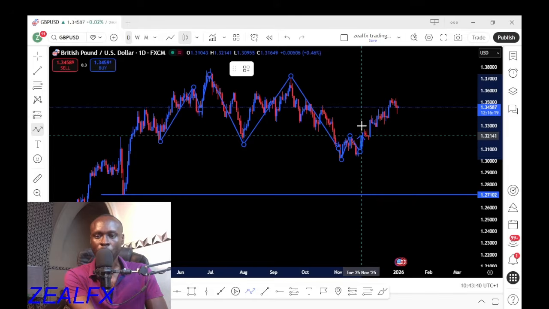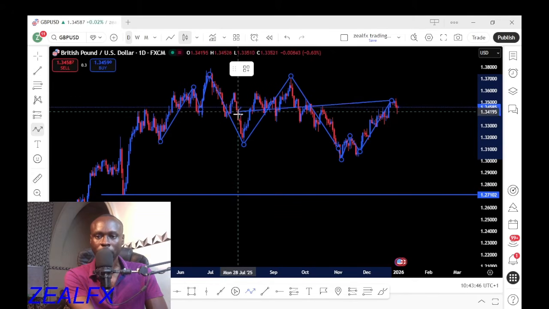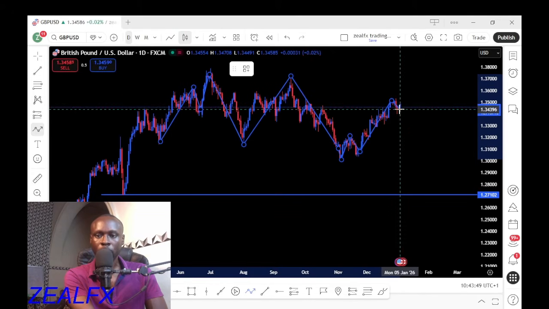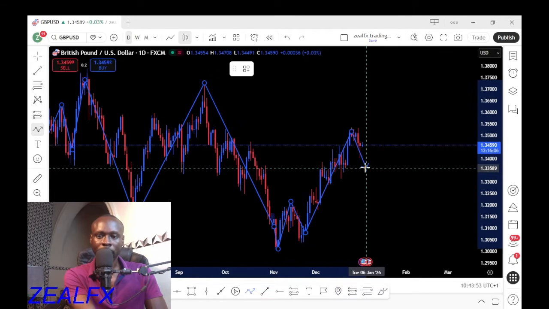So these are inner structure movements of the major structure. So the major structure still remains on a downtrend for the Great British Pound USD. But what brought my attention for a big move this week is this.